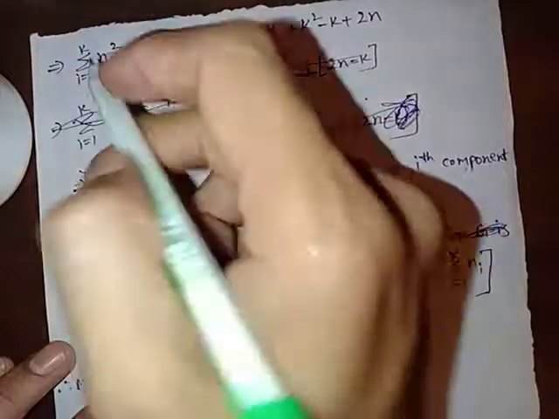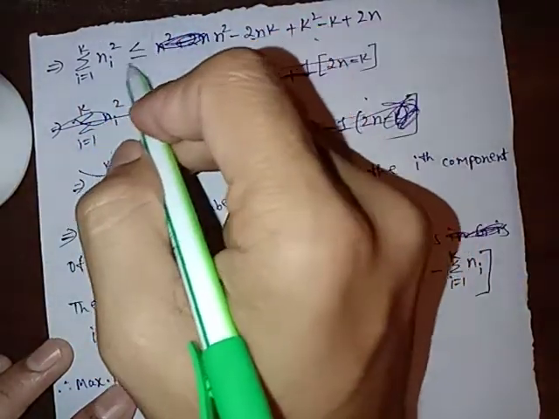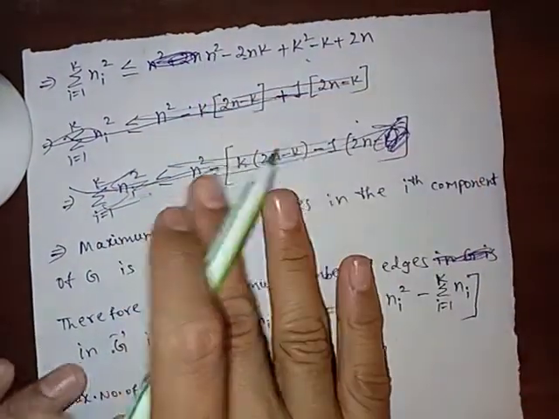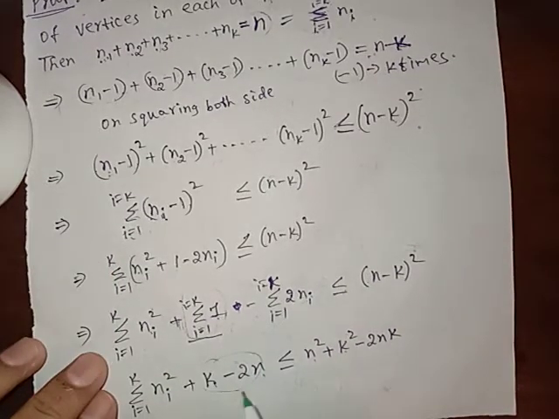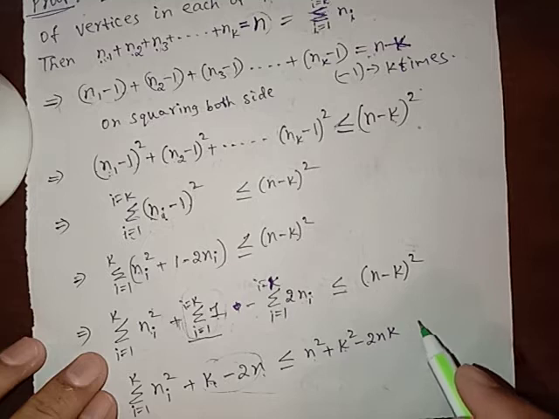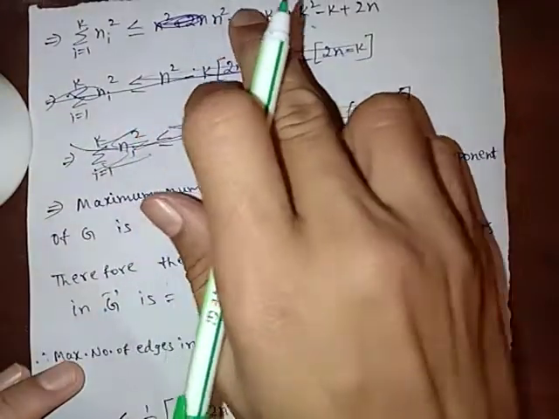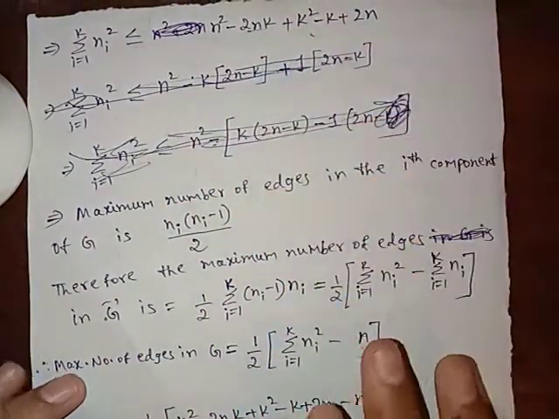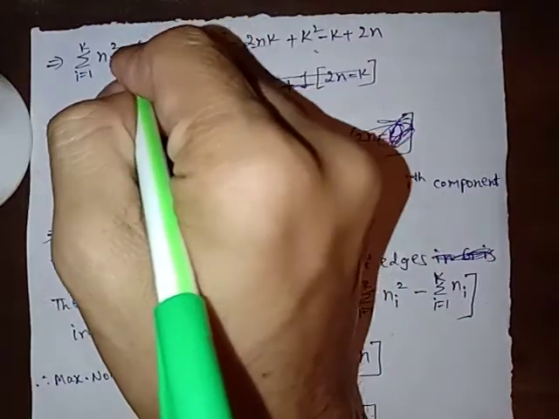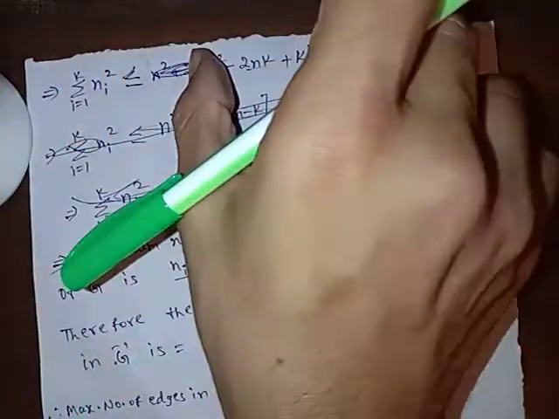Now summation of i equals 1 to k of (ni) whole square is less than or equal to n square plus k square minus 2nk. We can take this to here. This becomes minus k, this becomes plus 2n. So we get n square minus 2nk plus k square minus k plus 2n. This is less than or equal to this.